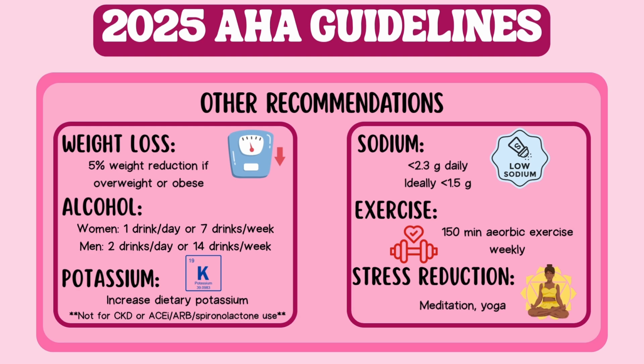They also recommend a low sodium diet, such as the DASH diet, which typically has a sodium limit of 2.3 grams per day. However, they did add that ideally these patients would have 1.5 grams or less per day of sodium. Exercise recommendations is 150 minutes of aerobic exercise weekly, and then they recommend stress reduction and have some examples of how to do so, such as meditation and yoga.